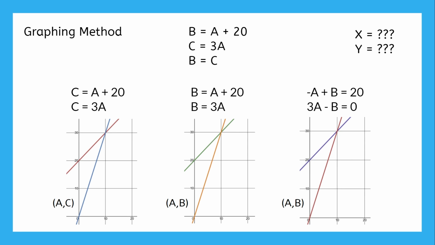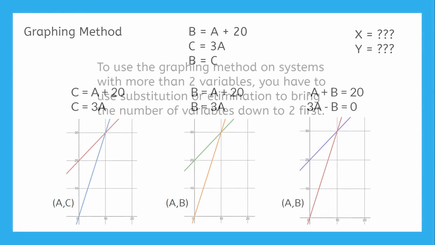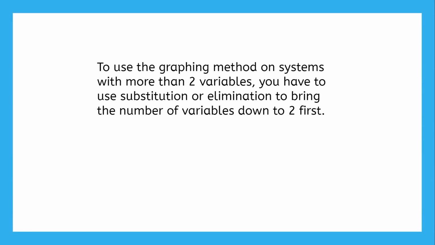But in order to get to this point where we could graph, we had to also use either the substitution or elimination method to get rid of one of the variables. That's why graphing is so hard to use on systems with more than 2 variables. You have to use one of the other methods first just to get it down to 2 variables before you can graph.